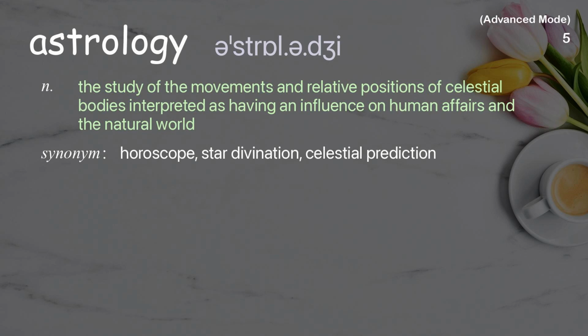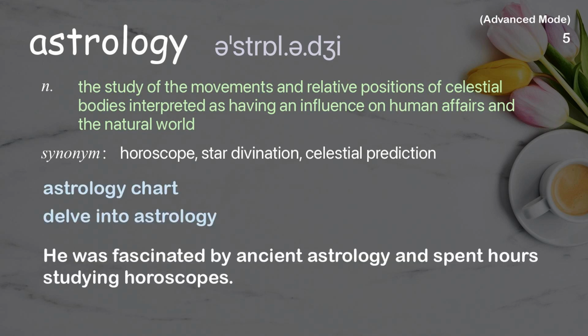Astrology. The study of the movements and relative positions of celestial bodies interpreted as having an influence on human affairs and the natural world. Examples: Astrology chart. Delve into astrology. He was fascinated by ancient astrology and spent hours studying horoscopes.